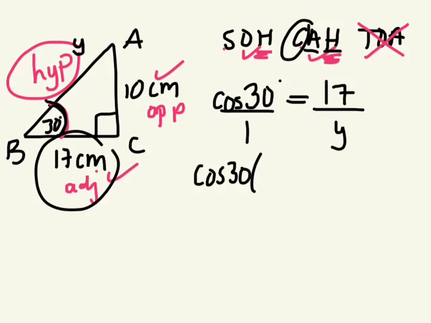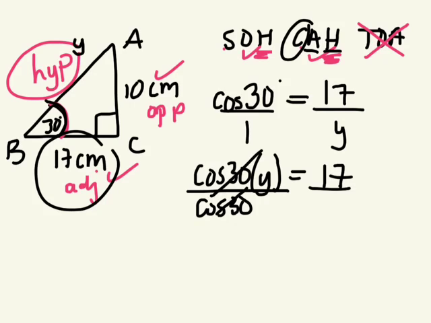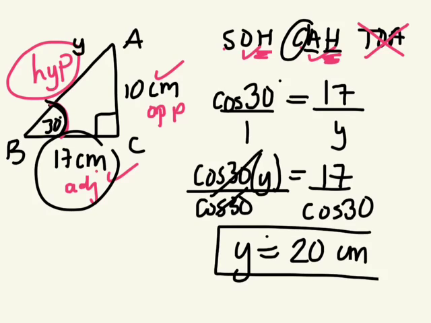Cos 30 times y equals 1 times 17, which is 17. Divide this by cos 30, that cancels out. We have to divide this side by cos 30. Y equals approximately 20 centimeters.